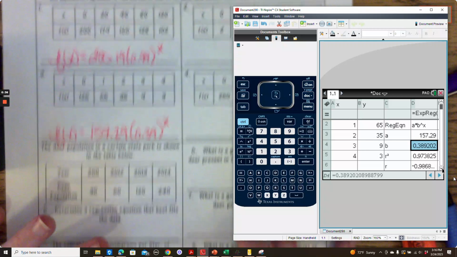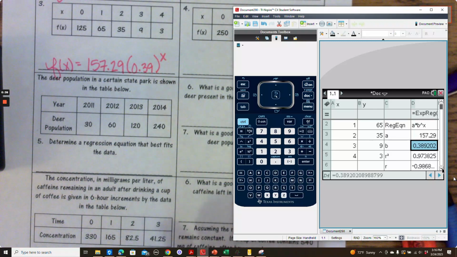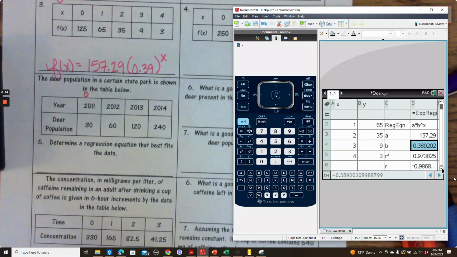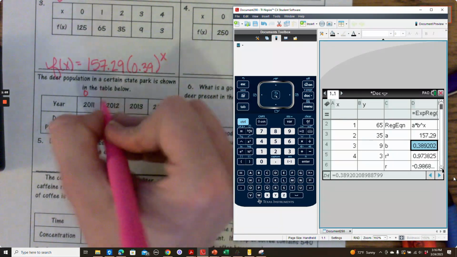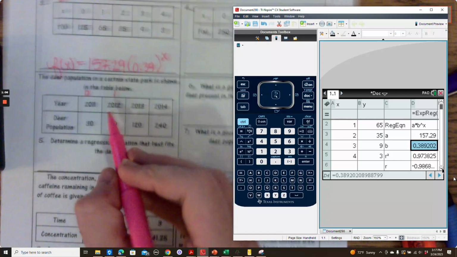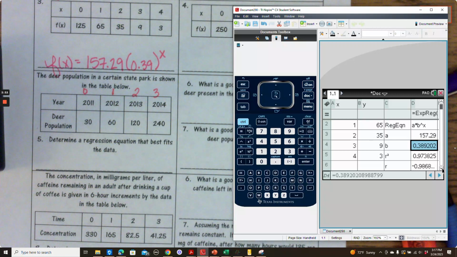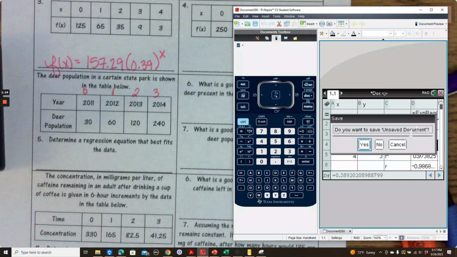All right, so here's where these get trickier, these word problems. These are intentionally written to mess you up, okay? So this is the deer population in a certain state park shown in the table below. What I don't like about this is I don't want to use 2011 as my X value. So I'm going to make that value a 0 because that's when we're starting the count. That's the oldest year. So when they started counting deer in this park, there were 30. The next year, because they're in chronological order, there were 60. 2 years after it, 3 years after it. It just makes the data easier to handle for the calculator, okay?